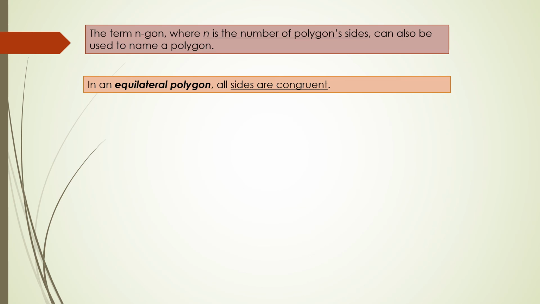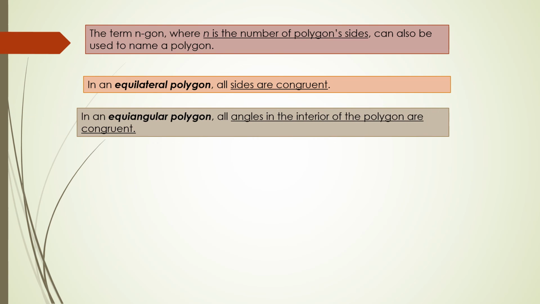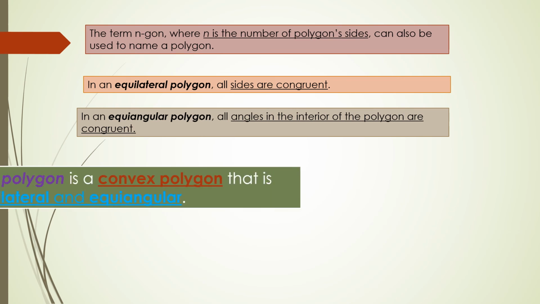Equilateral polygon. When you see the term equilateral polygon, that means all the sides are congruent. When you see the term equiangular polygon, that means all the angles on the inside of the polygon are congruent. An equilateral polygon, an example of that one, would be a rhombus. All the sides are congruent. An equiangular polygon, where all the angles are congruent, an example of that is a rectangle. All the angles are congruent.